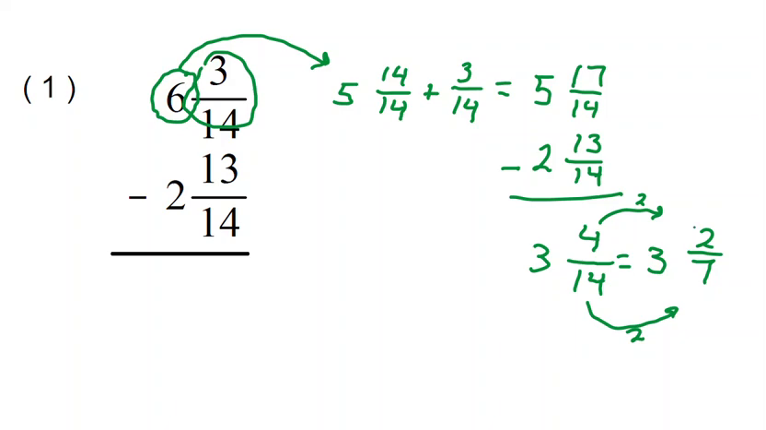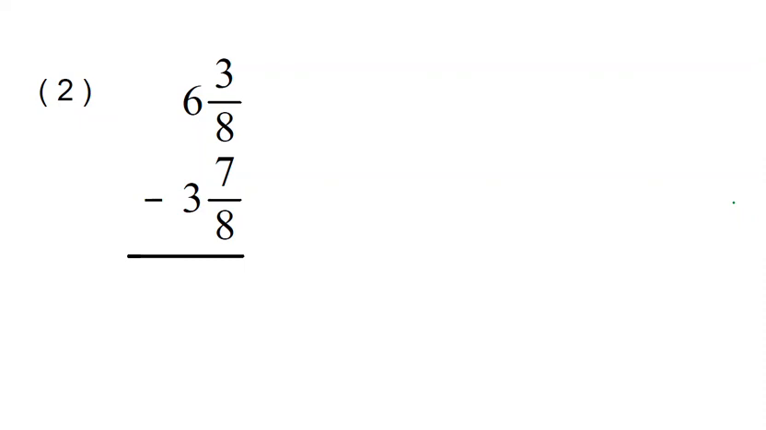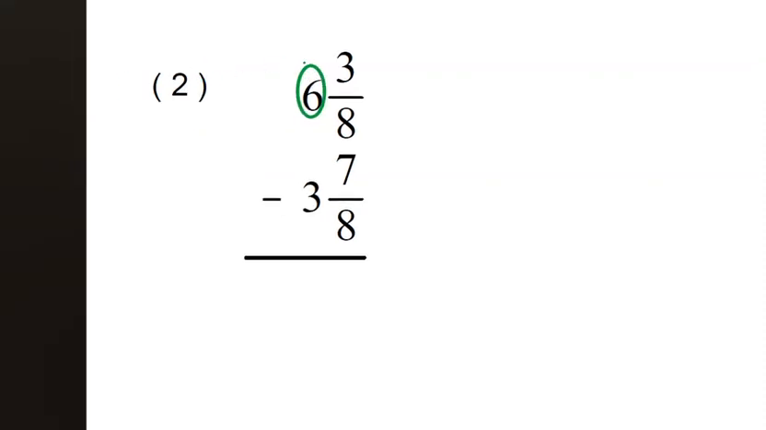Okay? All right, let's take a look at another one, and then I got a very strange one after this. Okay, so let's look at this one. 6 and 3/8 take away 3 and 7/8. Now, if I had 3 bananas, could you take 7 bananas away from me? No, can't do that, right? Because the bigger number always has to be on top. So we're going to rename this 6.